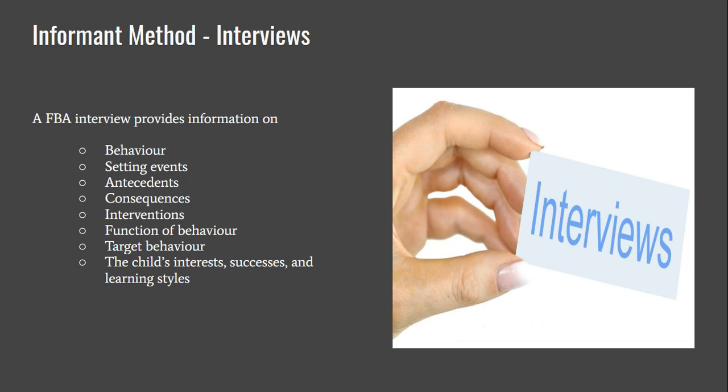One of the first steps in Lily's case, in students like Lily, is we need to gather information. So one of the first methods that is used is an informant method, which is an interview. An effective interview can provide information on the behaviors present, setting events, antecedents, consequences, and interventions. It can be used when trying to determine the functional relationship between target behavior and maintaining contingencies. As well, an interview can aid in defining the target behavior. When used properly, an interview can highlight the child's interests, successes, and learning styles, which can be used when developing a behavior support plan.